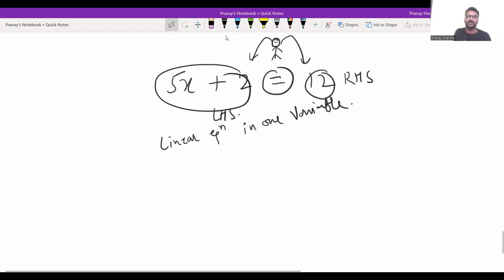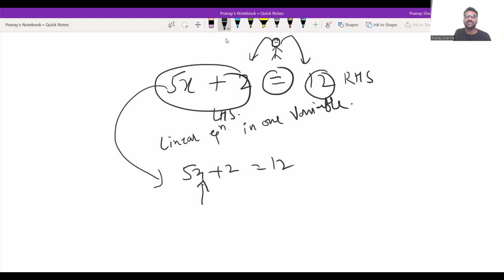Why are we considering this? Because we need to check what exactly the word solution means. 5x plus 2 equals 12 is given to us. We need to identify the value of x which can make this LHS and RHS one and the same. So we'll be using the hit and trial method.